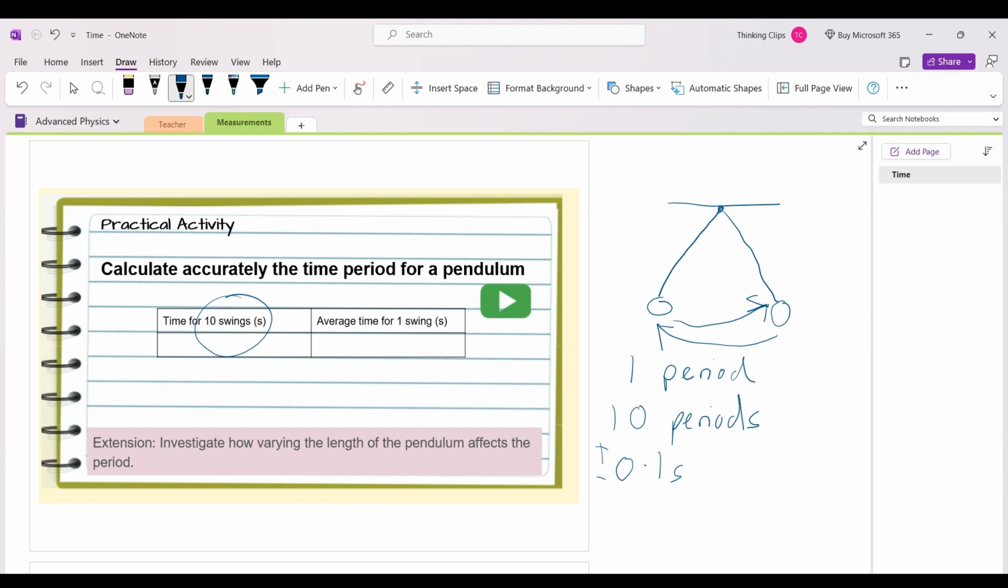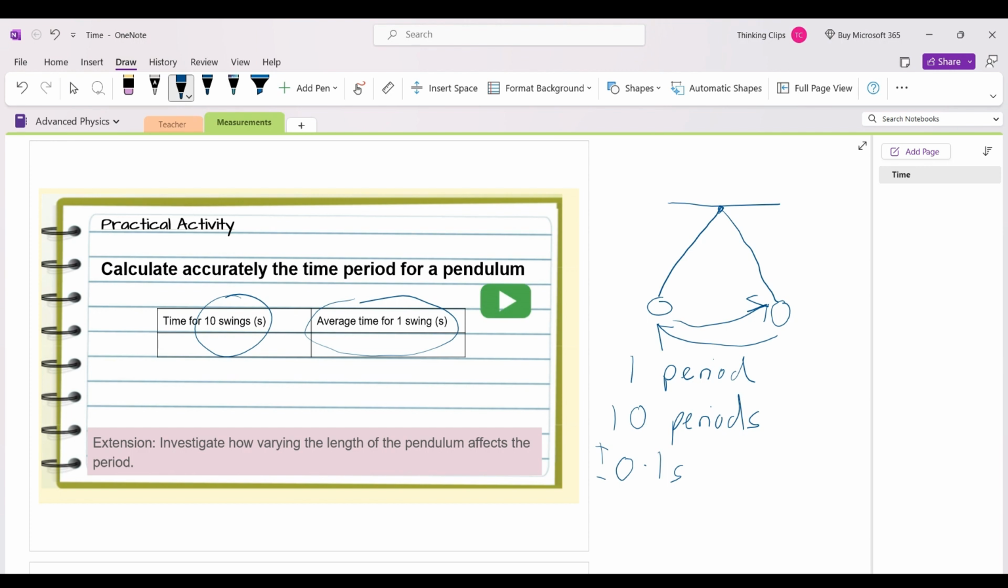So that is what you need to remember if you're asked how to measure a short time period accurately for repeated events. Measure many, add them all together, and then divide by the number there are. And then you get to the average.